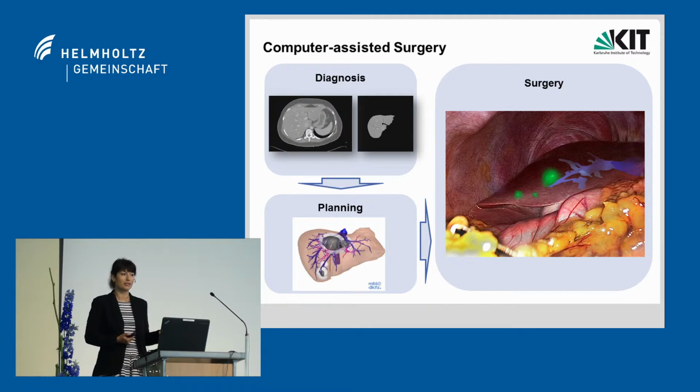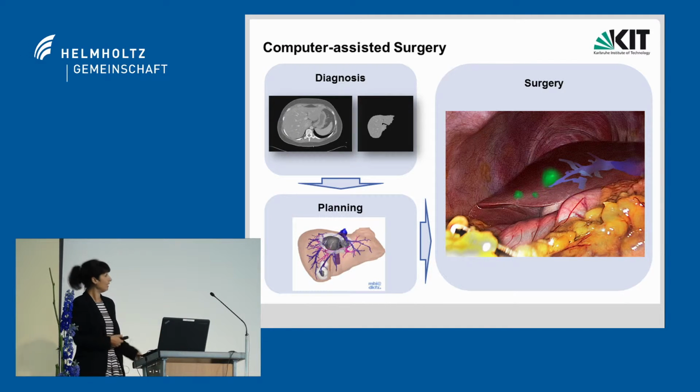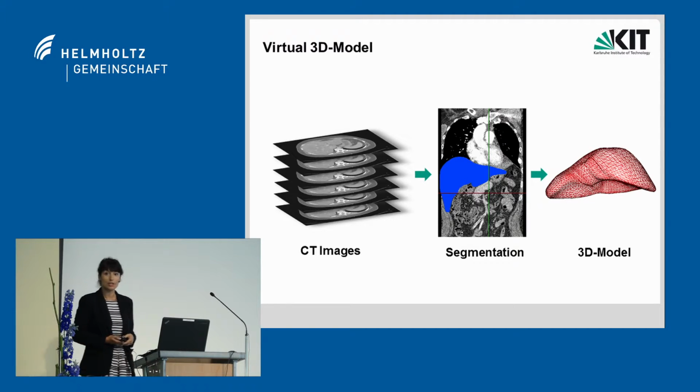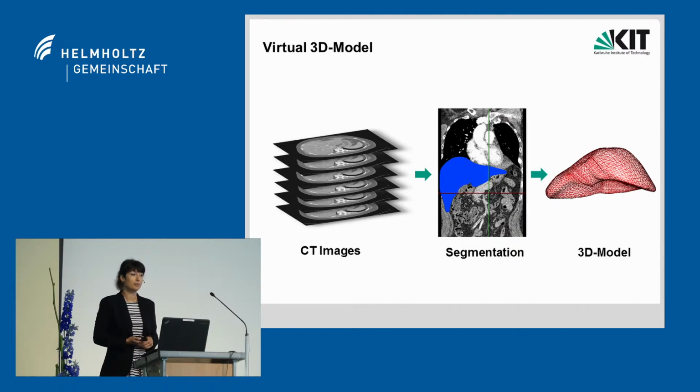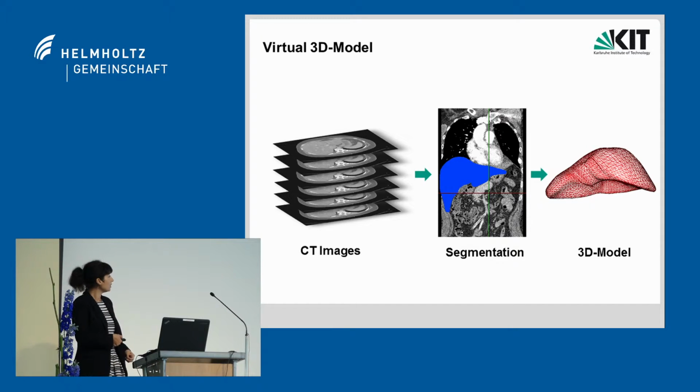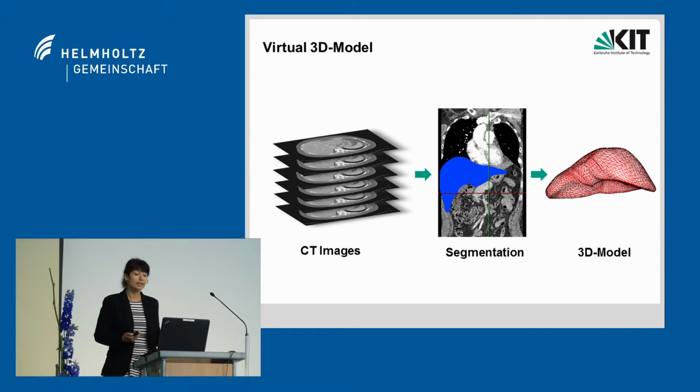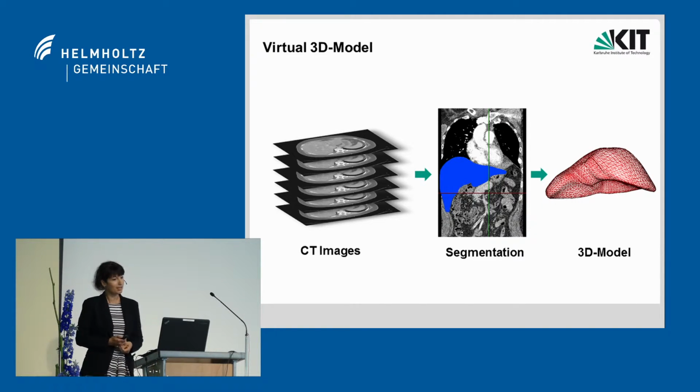So what do we need for it? First, we need a map. And in this case, we have images from the patient. Then we construct a 3D model for planning. And then we use this model to match it with the intraoperative scene and provide the navigation information by using augmented reality. So I will briefly now introduce the single components, starting with our 3D model.